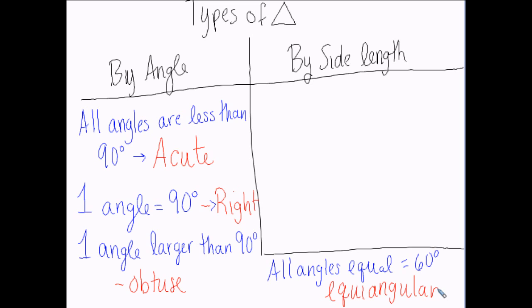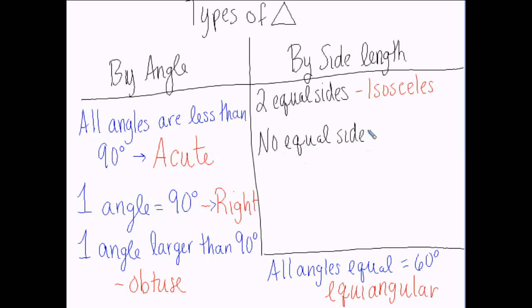Now, which brings us to an interesting point, though. If all the angles are equal, so are all the sides. So let's talk about the sides for a second. If we have two equal sides, that's isosceles, and that's exactly two equal sides. If we have no equal sides, that's scalene.